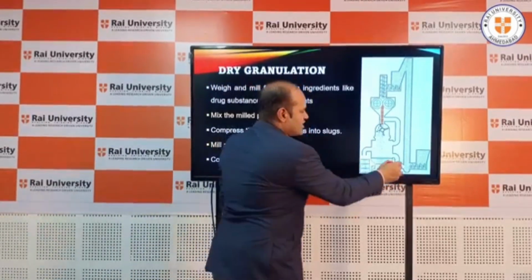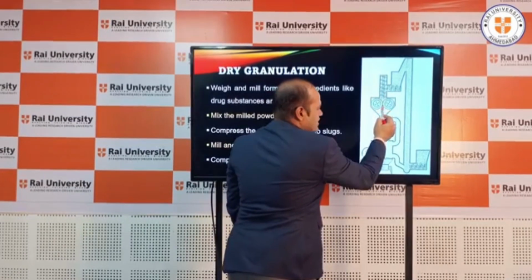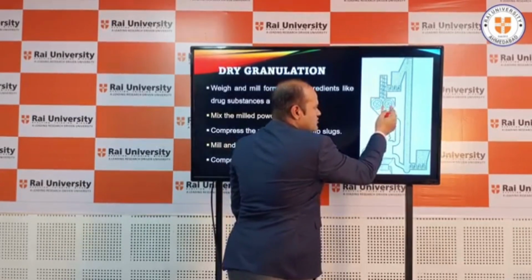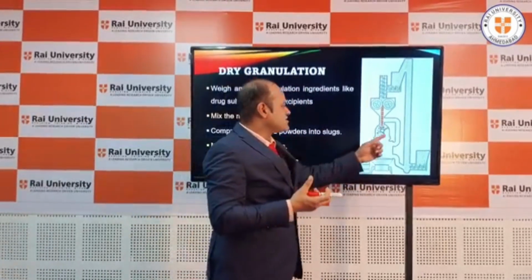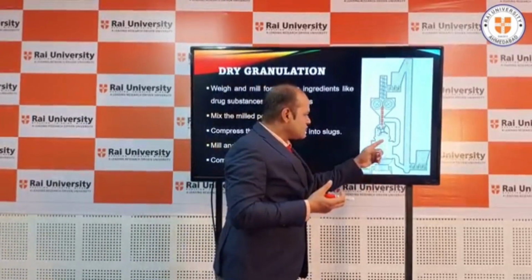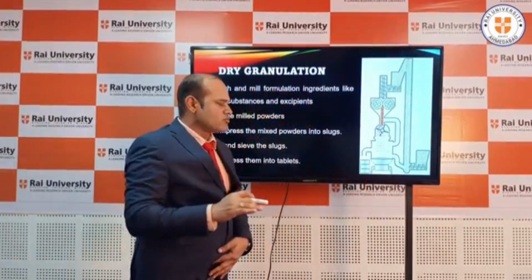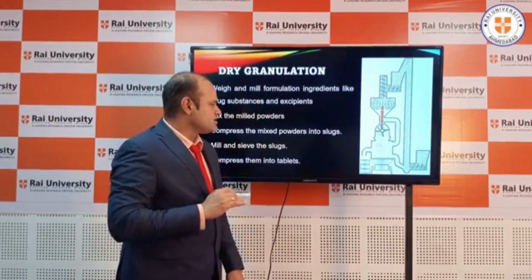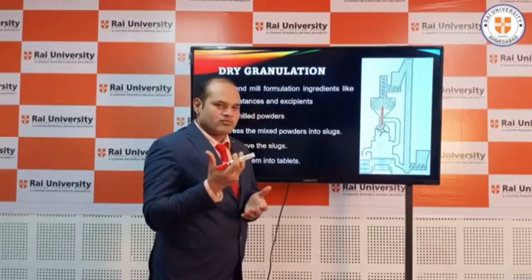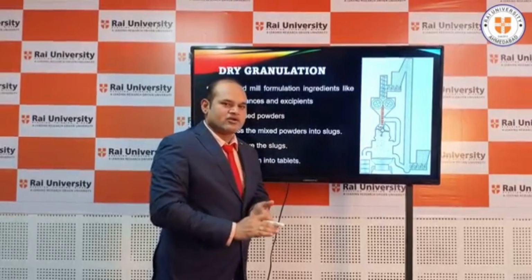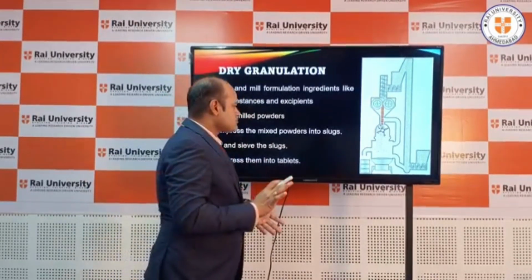Once again I am saying, first the drug and excipient are mixed properly and passed through the roller mill, and once it has passed through the roller mill, it prepares slugs. The slugs are deslugged again by using a cutter. Once deslugged, the material is collected in a container and sifted through a mill, and then it is mixed with the disintegrants or lubricants, and the lubricated granules are prepared. Then we'll go for compression of the tablets.